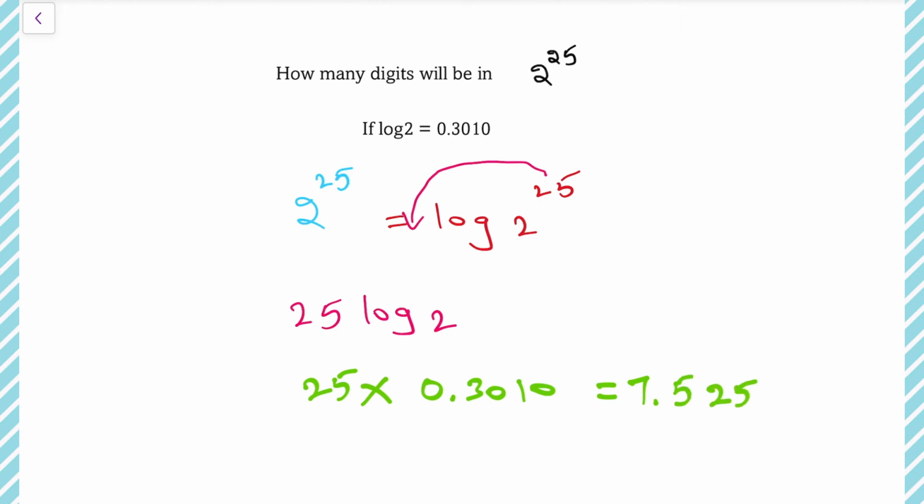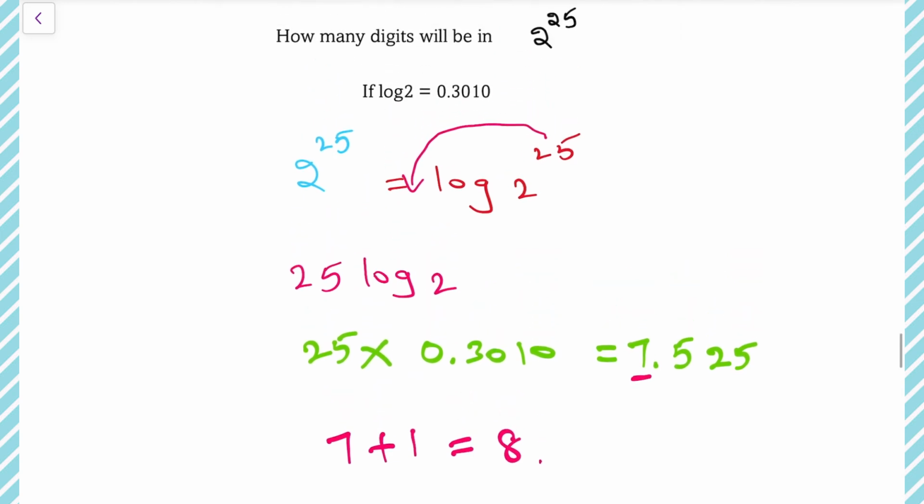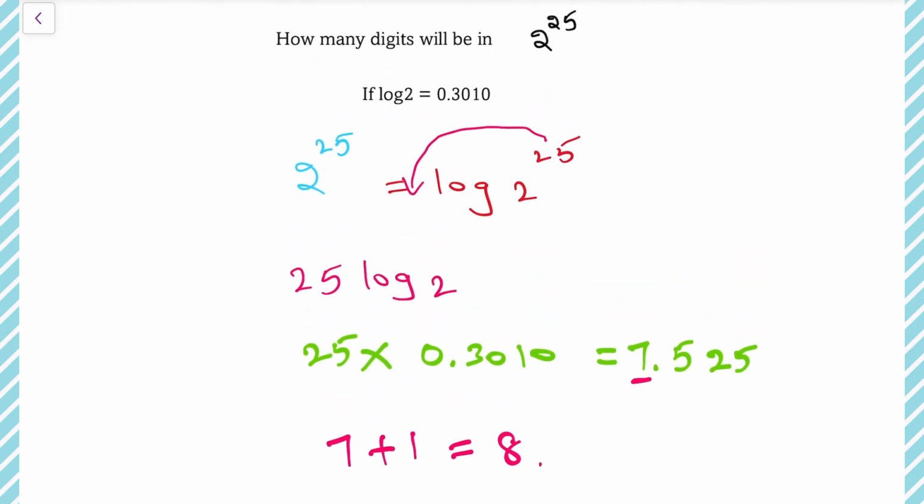Now before the decimal, which digit is there? Observe the digit, that is 7. For that 7, add 1. So 7 plus 1 is equal to 8. So if we expand this number 2 power 25, in that answer, a total of 8 digits will be there.